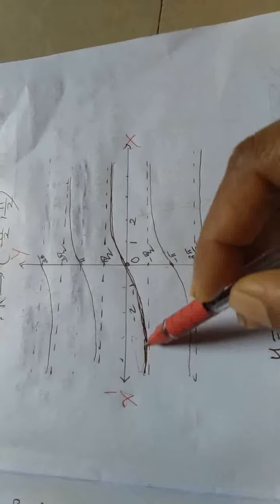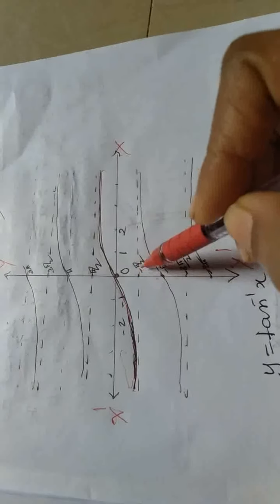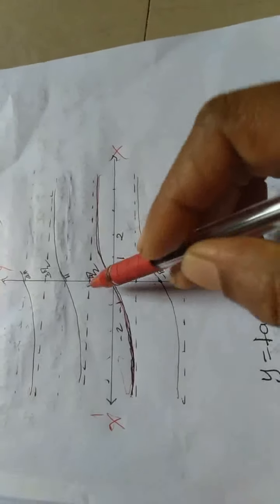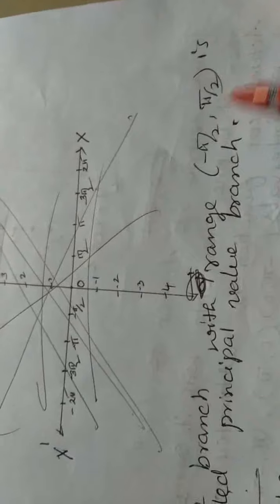This branch, with the range open interval minus pi by 2 to plus pi by 2, is called the principal value branch. You should remember that it is the principal value branch, and you should always remember its domain and range.